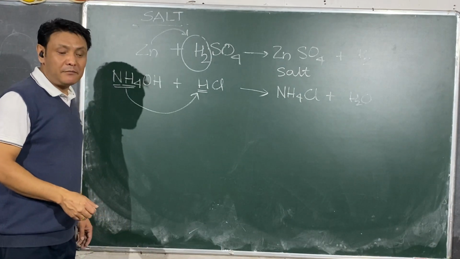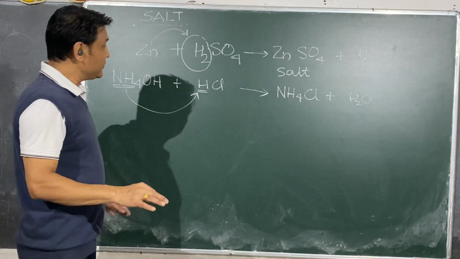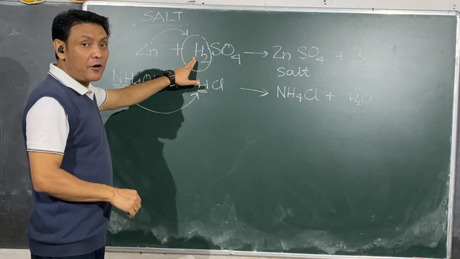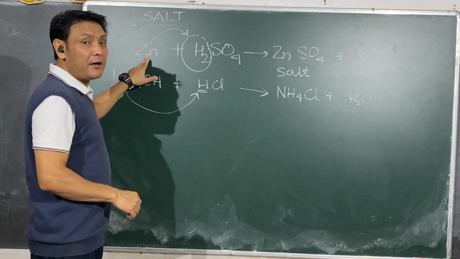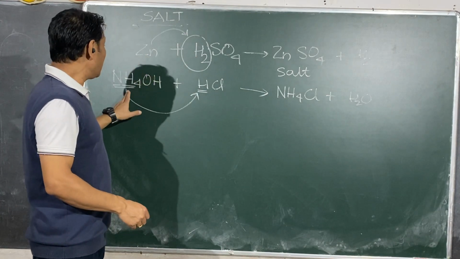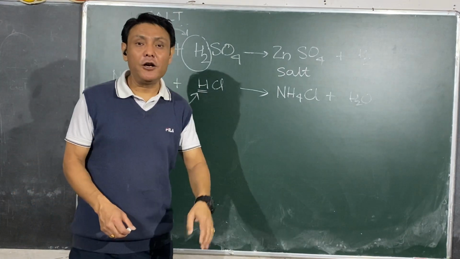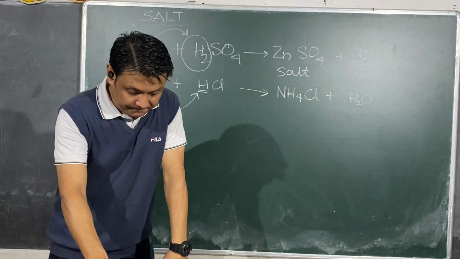So what is a salt again? A salt is a compound formed when the hydrogen ion of the acid is replaced by metal, any metal, or ammonium ions, partially or completely. That is called a salt. Okay.